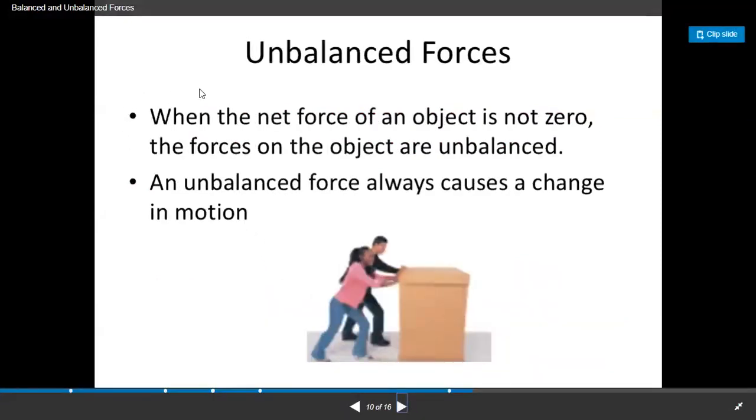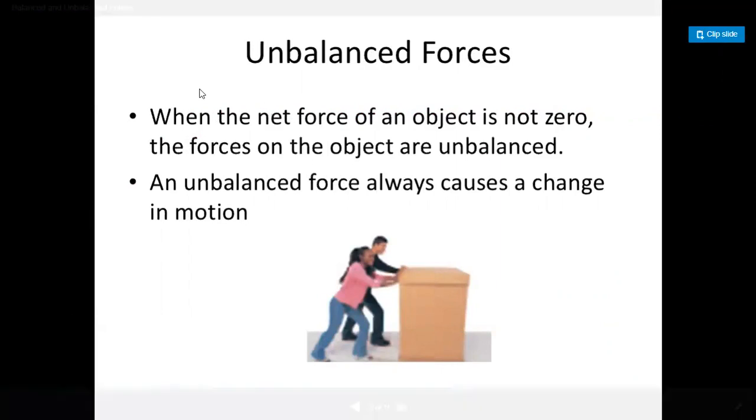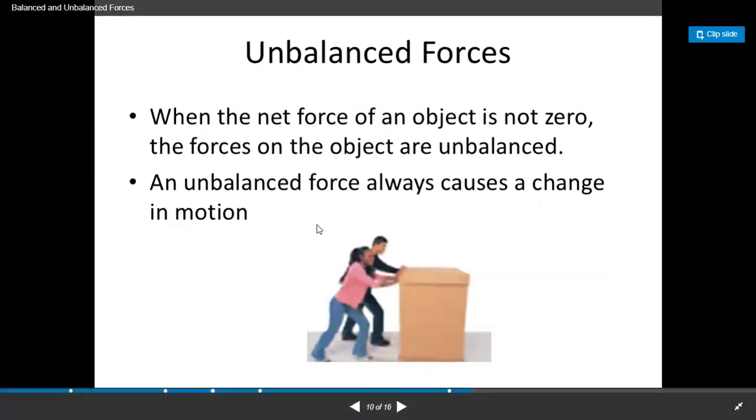Unbalanced force. When the net force on an object is not zero, the forces on the object are unbalanced. An unbalanced force always causes a change in the motion. So you can see both of them moving the object in the same direction. So there will be a change in the motion of the object.